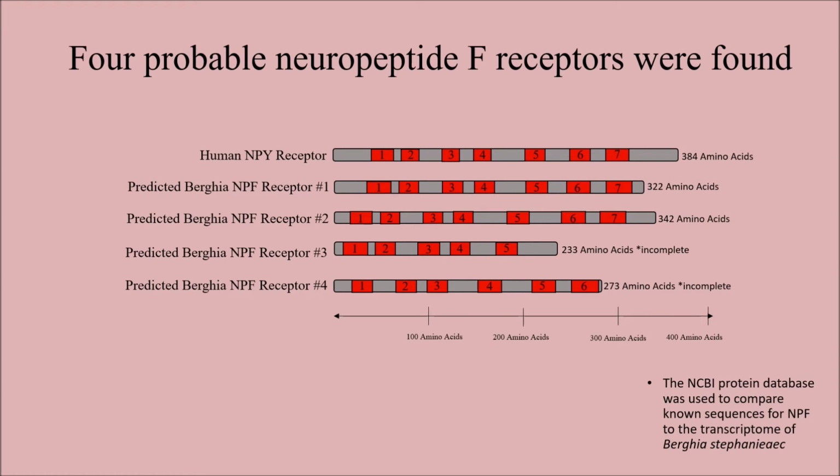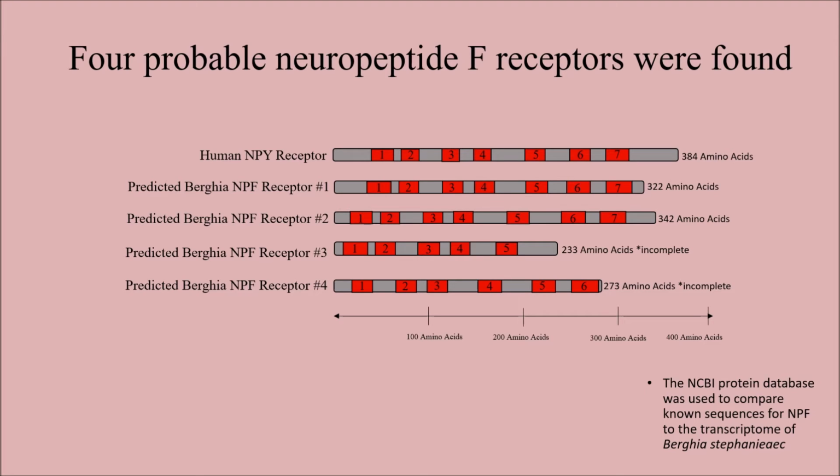The same rationale for identifying neuropeptide F was also used for identifying neuropeptide F receptors. Sequences of known neuropeptide F receptors were compared to the transcriptome of Berghia to create a list of probable receptors. These probable Berghia NPF receptors were then compared again across the animal kingdom as well as to other G-protein coupled receptors, which is what NPF receptors are, to see how well they fit phylogenetically. After all that, I have identified 4 NPF receptors for Berghia.